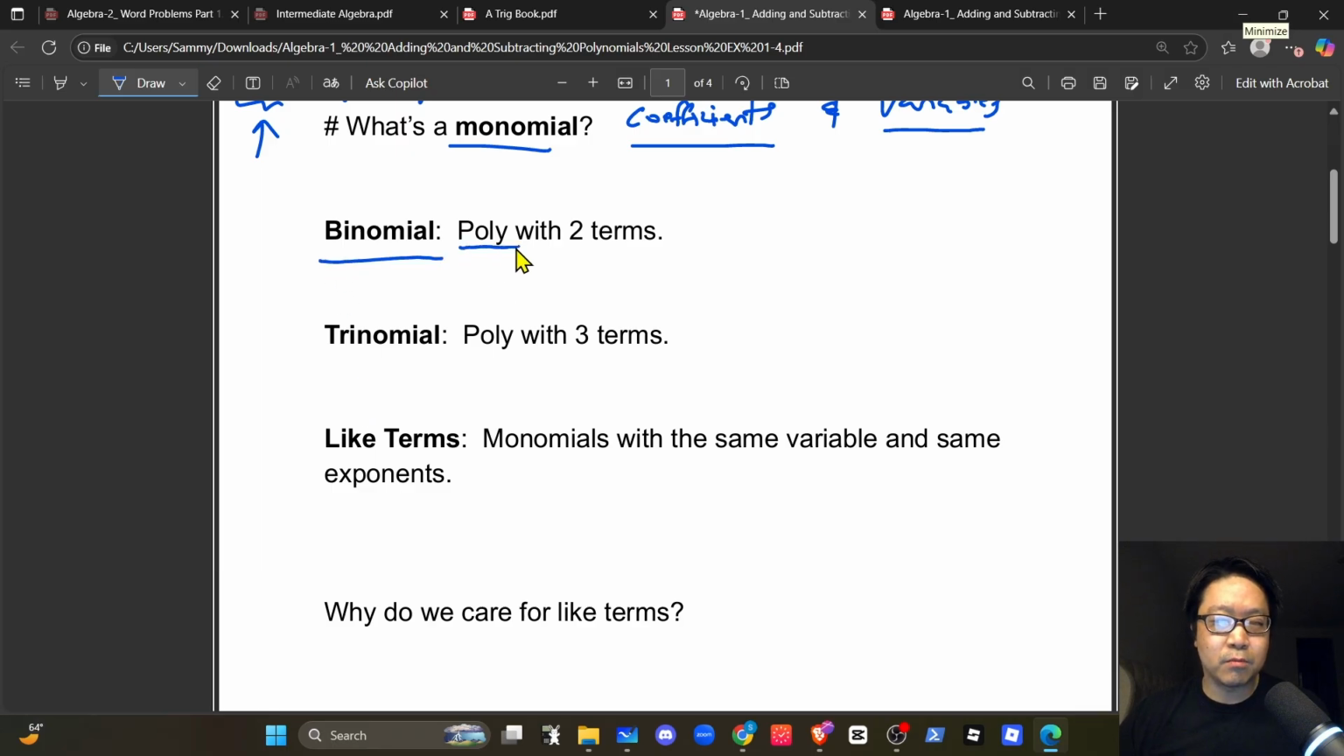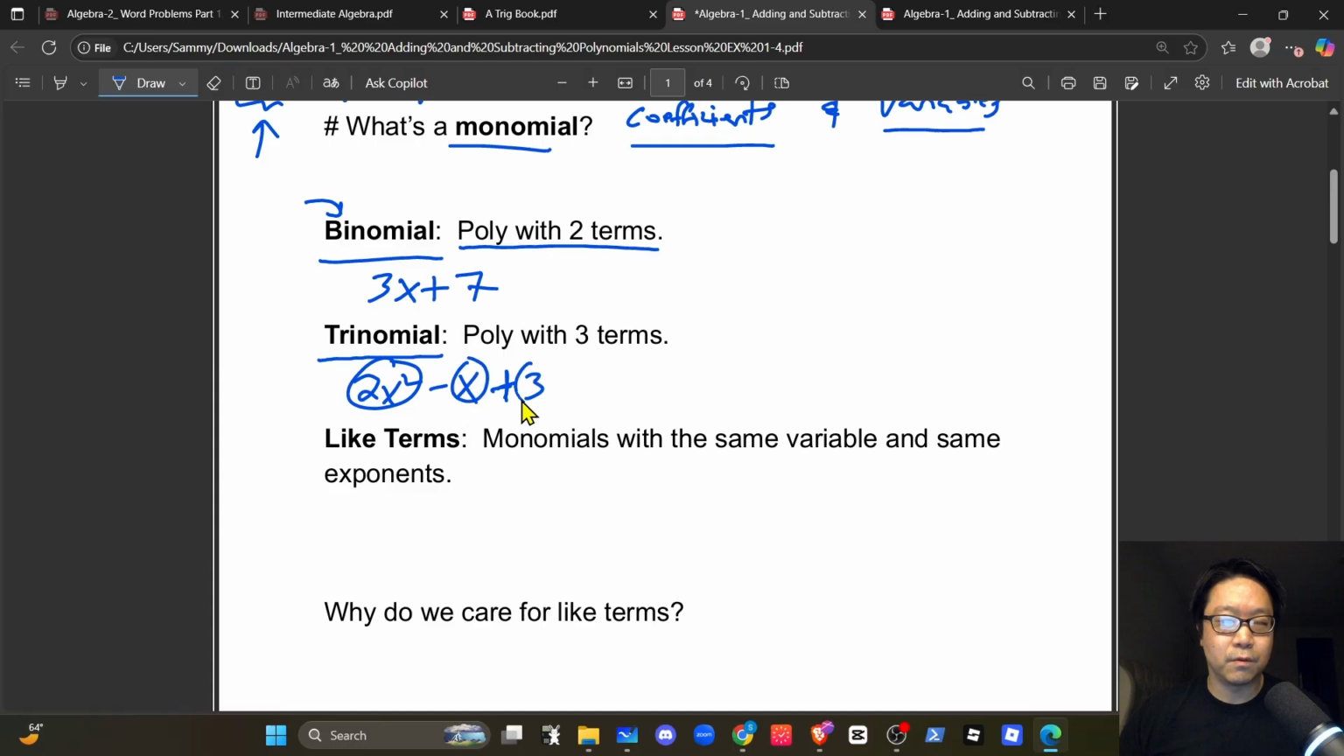Now, the other terminology that you might run into is something called a binomial, and that is basically a polynomial with just two terms. Okay, bi means two. If you have a polynomial with three terms, then what you have is a trinomial. So a binomial is something like that. Trinomial is what we did before, so something like 2x squared minus x plus 3. There's three terms: one, two, three.